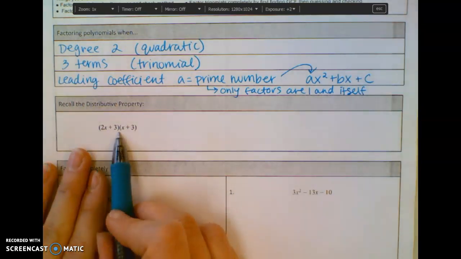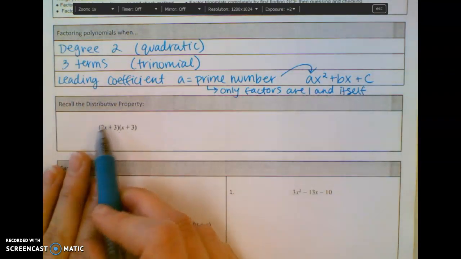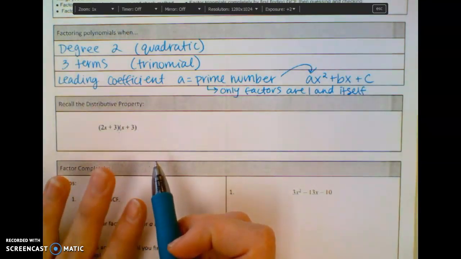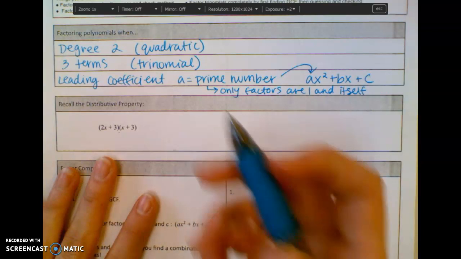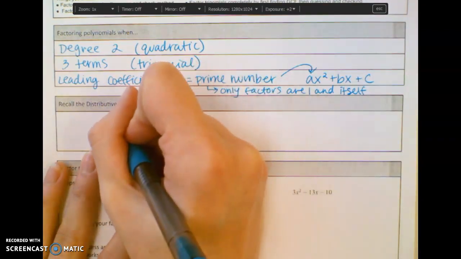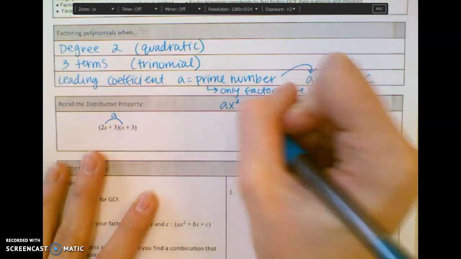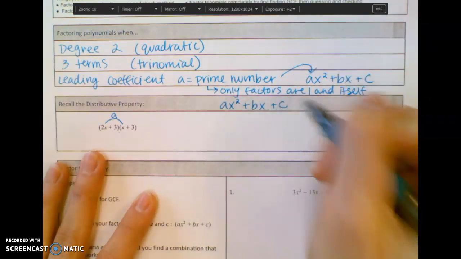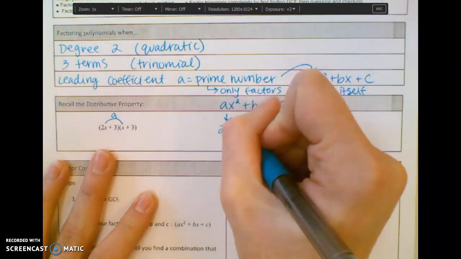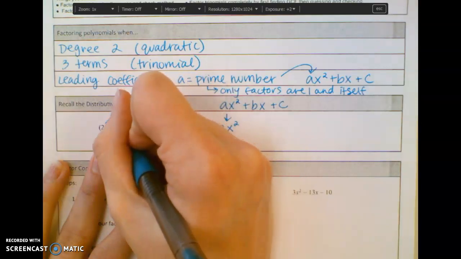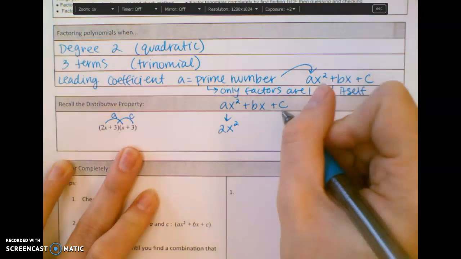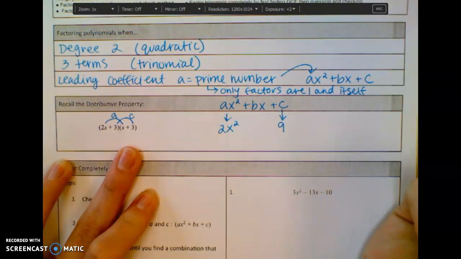Real quick, let's recall the distributive property. So we have 2x plus 3 times x plus 3. We talked about distributing in a little bit different way than usual. Sometimes people mention it looks like a monkey or Curious George. But we start with this 2x times x because that gives us our A value. So if we have ax squared plus bx plus c, when we do 2x times x, that gives us our A value of 2x squared. Then we do the 3 times the 3 because that gives us our C value. So 3 times 3 is going to give us our C value of 9.